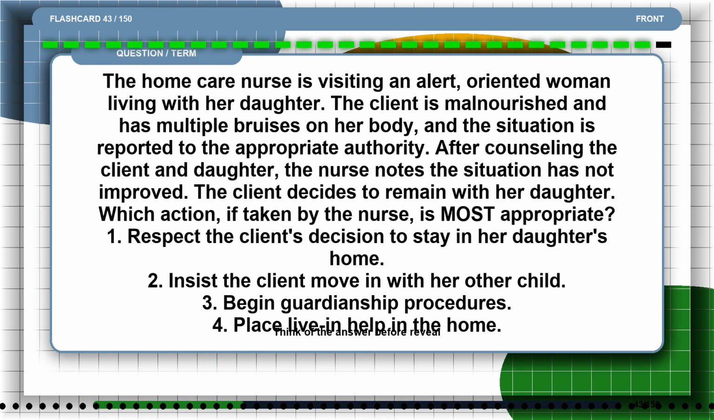Flashcard 43. The home care nurse is visiting an alert, oriented woman living with her daughter. The client is malnourished and has multiple bruises on her body, and the situation is reported to the appropriate authority. After counseling the client and daughter, the nurse notes the situation has not improved. The client decides to remain with her daughter. Which action, if taken by the nurse, is most appropriate?